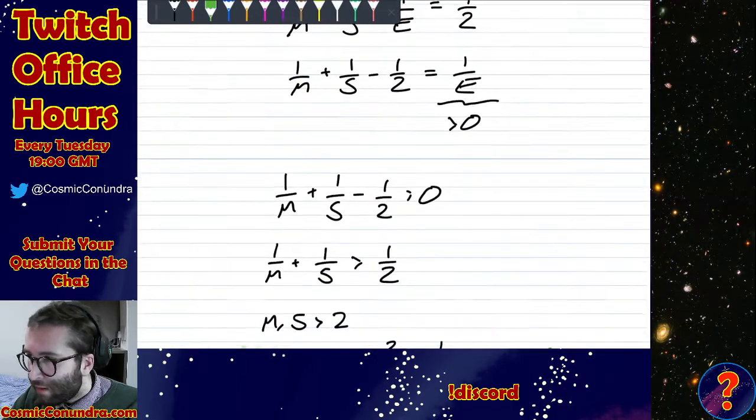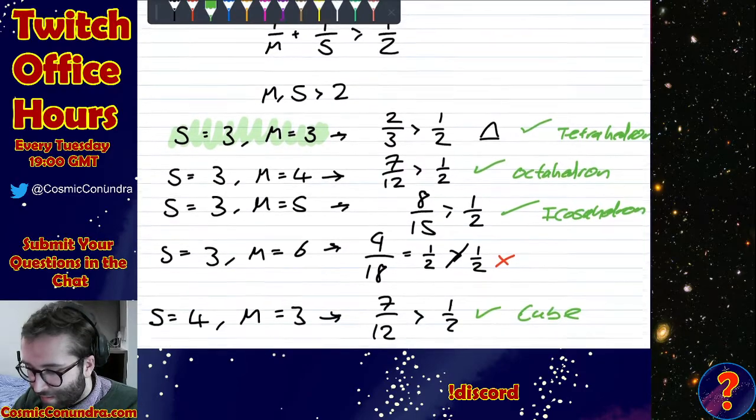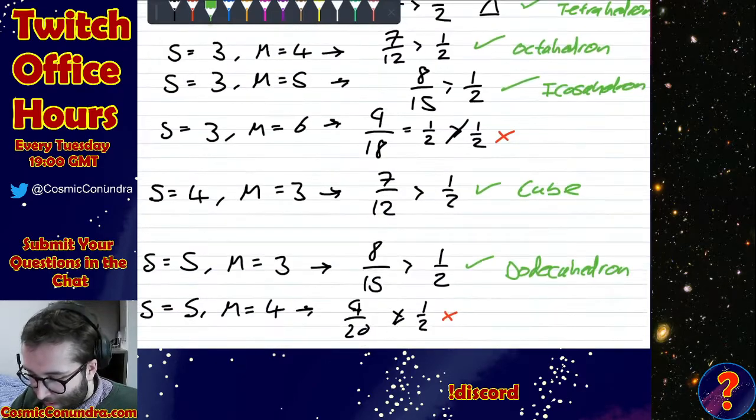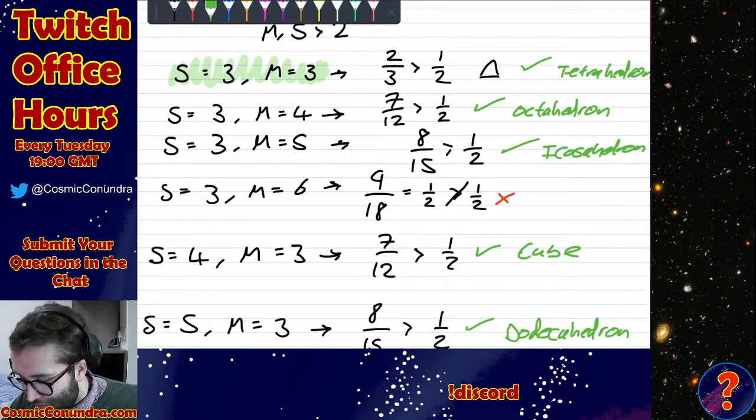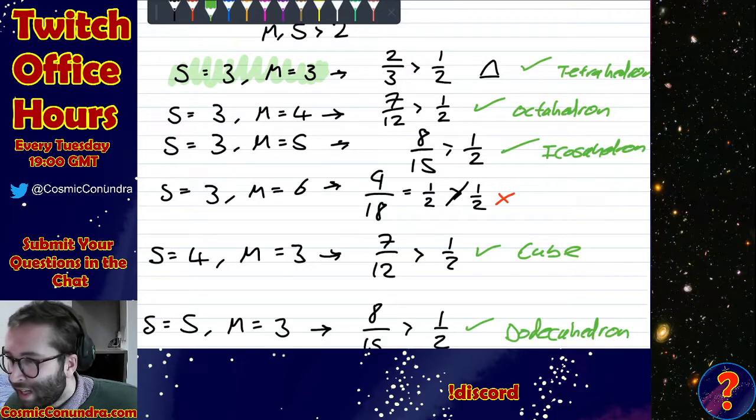Well, an octahedron has got 6 faces, doesn't it? I think it's got 6 faces. I mean, we can work it out. 1 over E is 1 over M plus 1 over S minus a half. So for an octahedron, that's 7/12 minus a half. So that is 1/12. Oh, so an octahedron... Oh, of course. Okay, yeah, it's 4 triangles meeting at a point, not 3. Yeah, so an octahedron has got 12 sides to it.